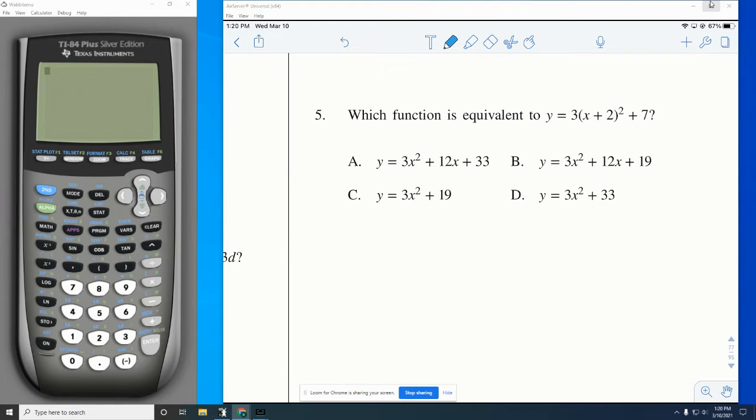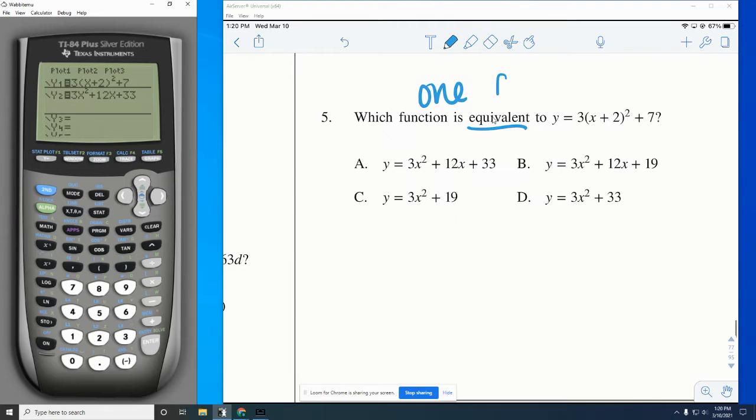They ask us which function is equivalent to y equals 3 parentheses x plus 2 squared plus 7. So in class, the fastest way we talked about was plugging your original equation into y1, and then plugging your A, B, C, and D answer choices into y2 one at a time. What we're looking for is 2 equal graphs. And we talked about the word equal means the same. So if the graphs are the same, that means we will only see one function.